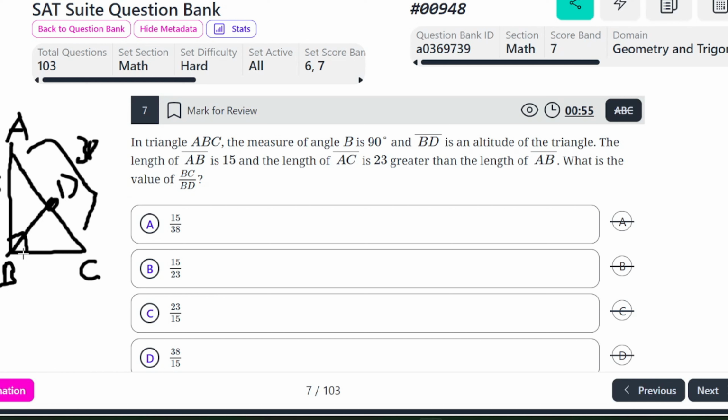BC, if we take a look, is just going to be our hypotenuse. And BD is going to be one of our bases. So it can be the same as the proportion of AC over AB, which would equal 38 over 15. So that means D is going to be our answer.